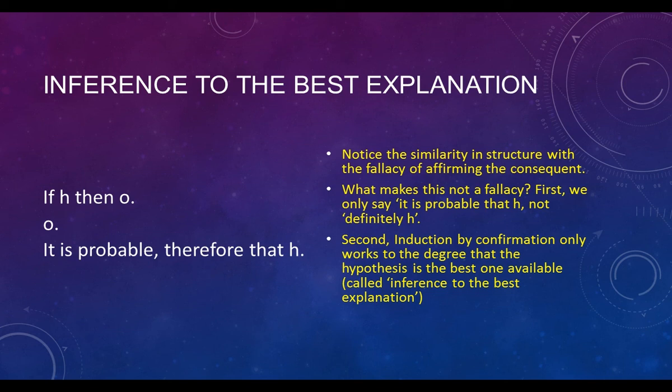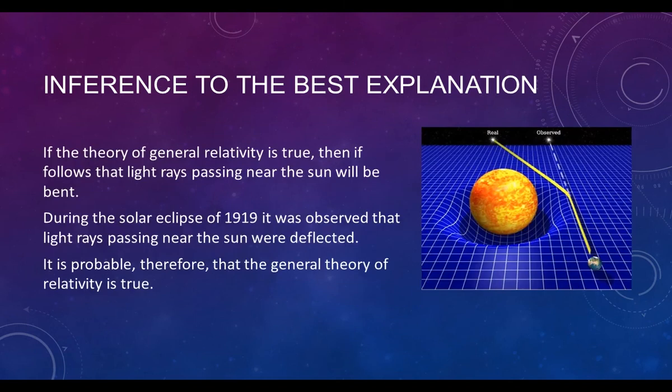So inference to the best explanation really relies on having one explanation that's far and away better than any of the others on the table, but that's not a guarantee by itself that no other explanation could be generated. But this is a style of argument that actually gets used in serious science. So this was an inference that actually got made. If the theory of general relativity is true, then it follows that light rays passing near the sun will be bent. So if hypothesis, then observation. During the solar eclipse of 1919, it was observed that light rays passing near the sun were deflected.